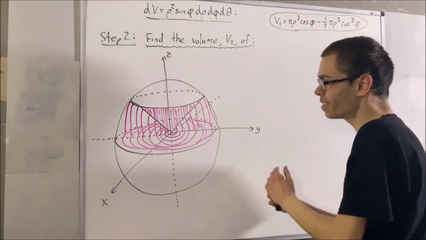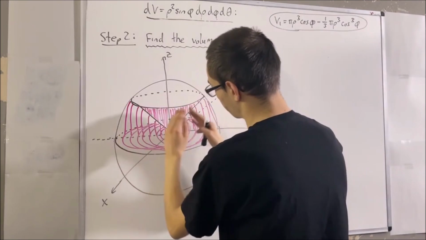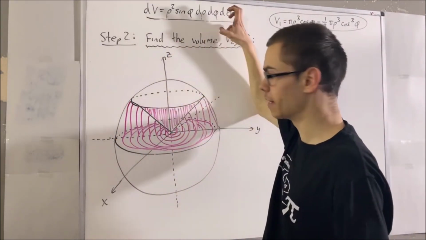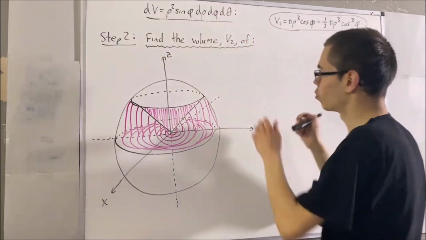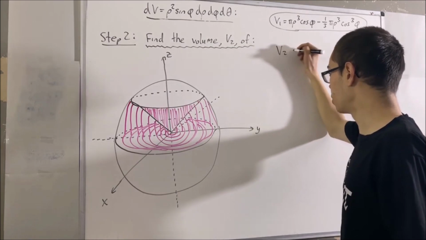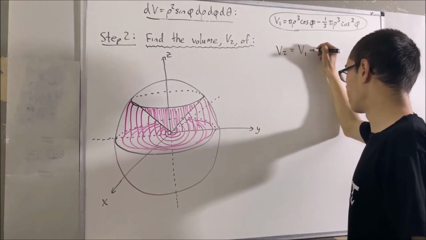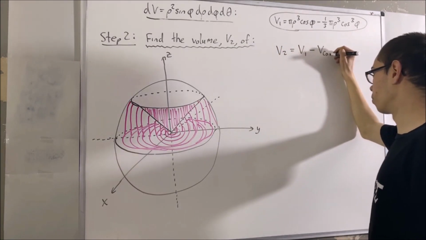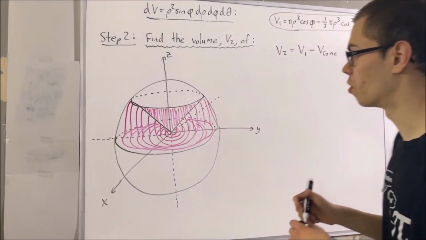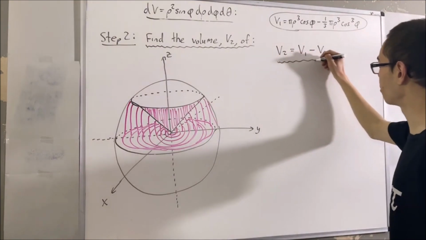In other words, what is the volume of this region, right? So imagine we're taking volume 1 and we're removing this cone from it. That's what volume 2 is. So the way we could put it is V2 equals V1 minus the volume of this cone. So what is the volume of that cone?